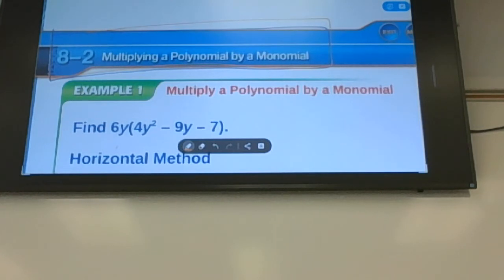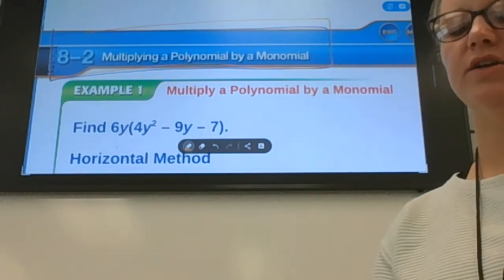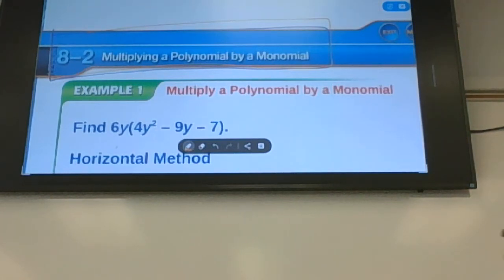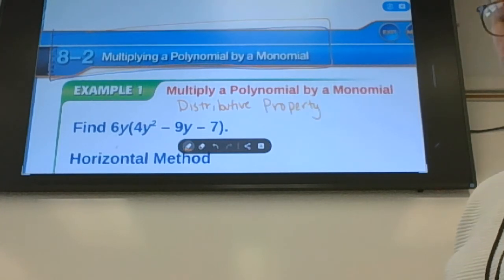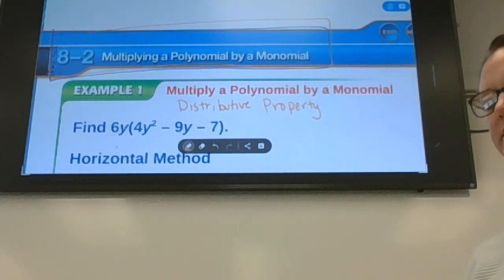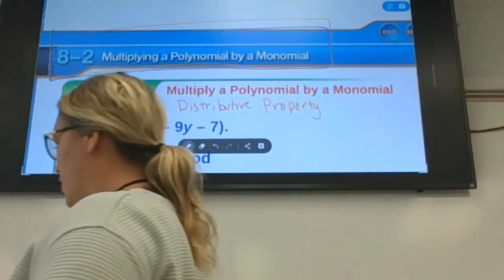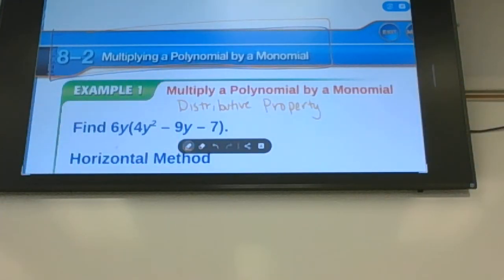Write the problem down. So you could title your notes multiply a polynomial by a monomial, or really you could just say distributive property because that's what we're doing. We're distributing. All right, so you guys, I'm gonna show you how to show all the work. Sometimes we show all the work and sometimes we don't. I'm gonna start you off with showing all the work.